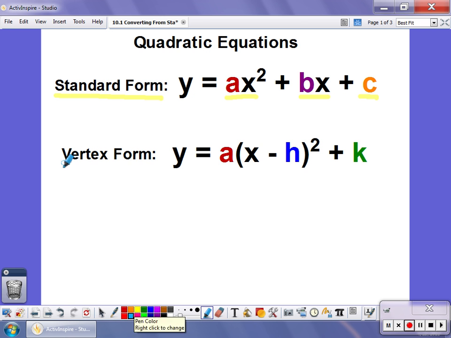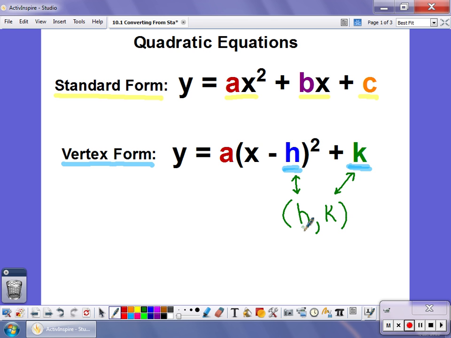Now vertex form is a little different. We call it vertex form because we can look at vertex form and see exactly what our vertex is. Our vertex is made up of these two values, this h and this k. What we do for our vertex is we take this h value, and that's the x value of our vertex, and we take this k value, and that's the y value of our vertex.